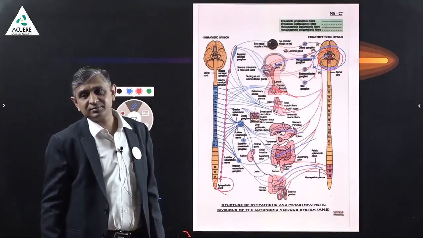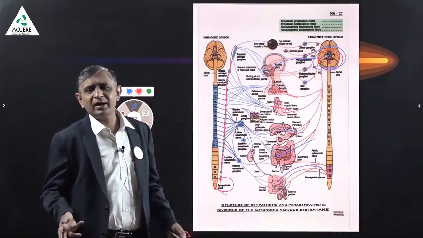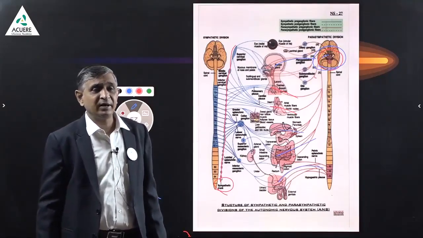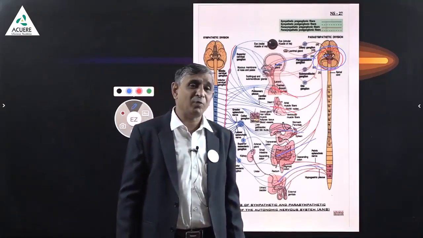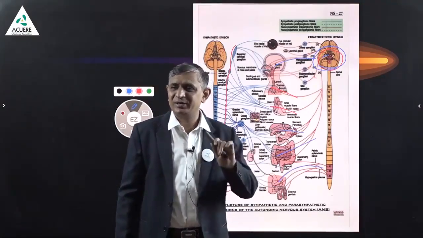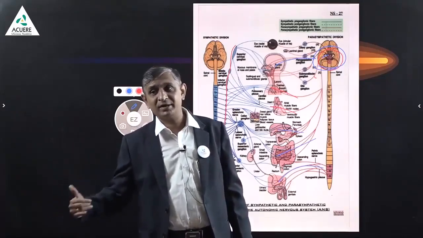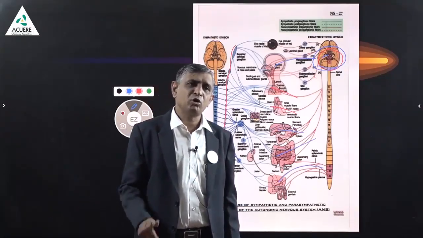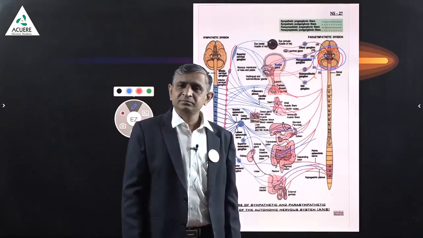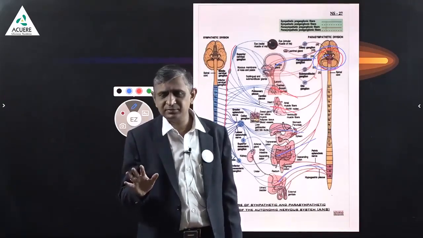Sympathetic stimulants and cholinergic blockers in one way act similarly on the heart. Are you getting? Adrenaline and atropine. Adrenaline is from adrenergic stimulants and atropine is from cholinergic blockers. Both of them are going to increase the heart rate. Everyone is happy with my words?